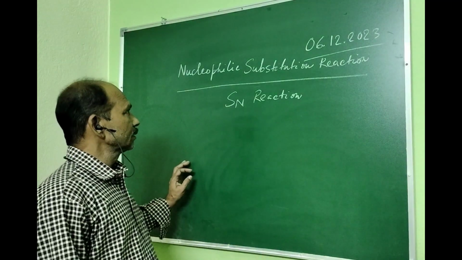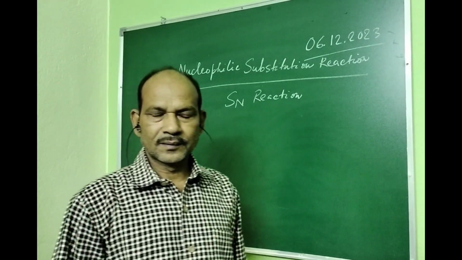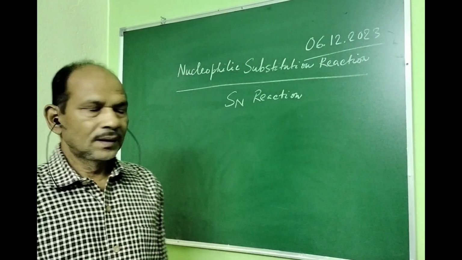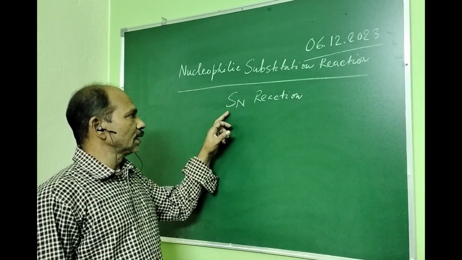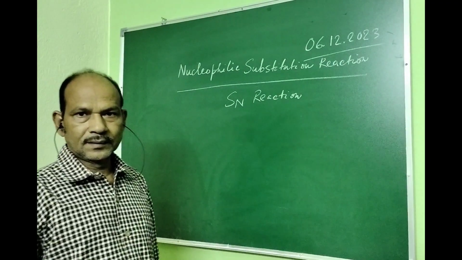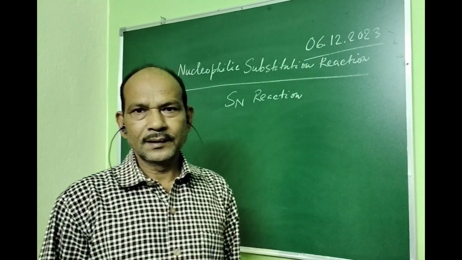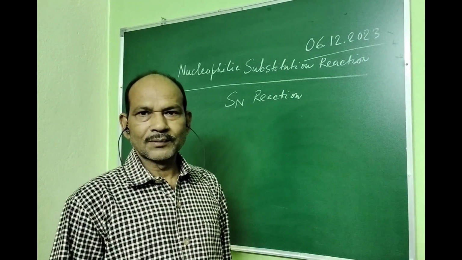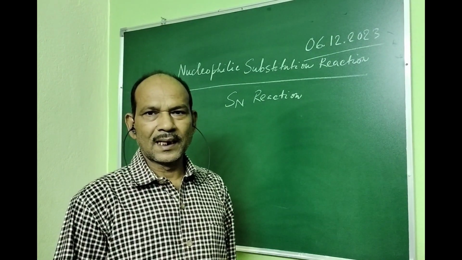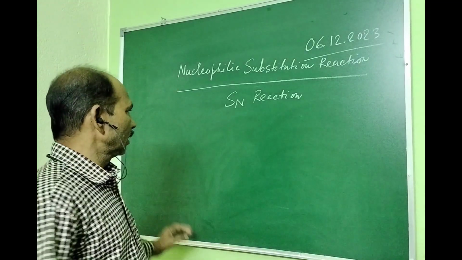Today we will discuss what is a nucleophilic substitution reaction. So in short, we call nucleophilic substitution reaction as SN reaction. That means, in general, in case of substitution reaction of alkyl halides, the carbon halogen bond is polar.